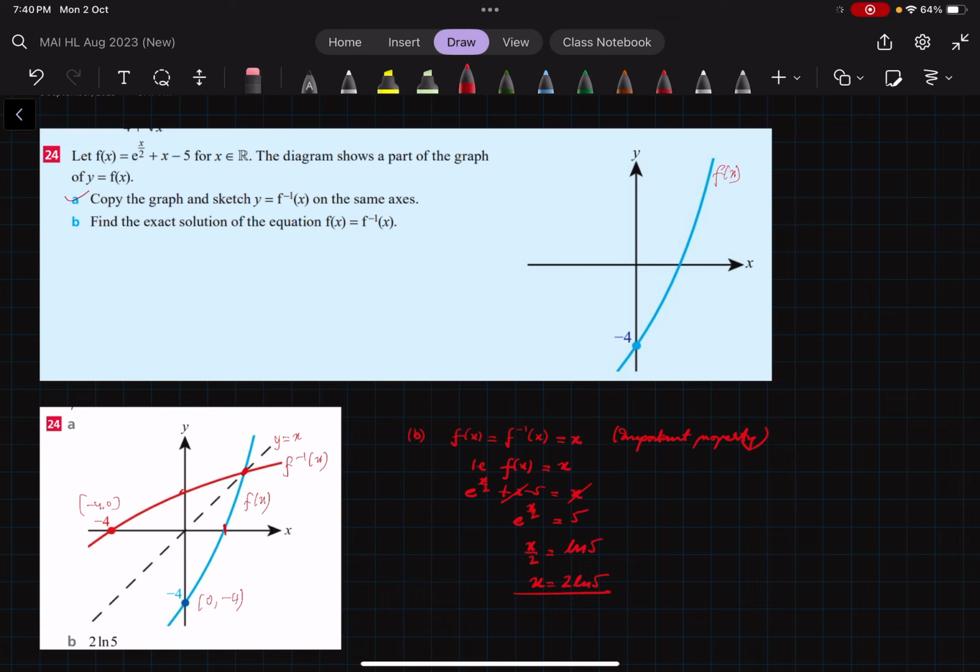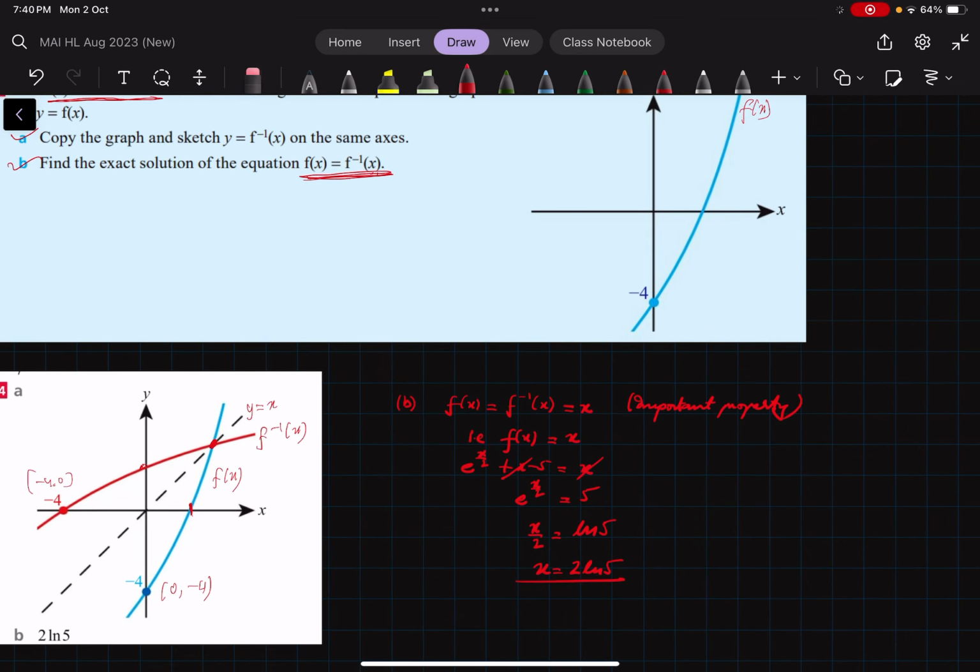That's your first one. Part B, find the exact solution for the equation f(x) is equal to f inverse of x. Remember, a function and its inverse are equal to each other. It will sometimes be very difficult to find the inverse of this. You may not be able to find it also. So remember the important property that f(x) is equal to f inverse of x is equal to x. This simply means that they are intersecting on line y is equal to x. So when you're solving f(x) is equal to f inverse, it is the same as solving f(x) is equal to x.